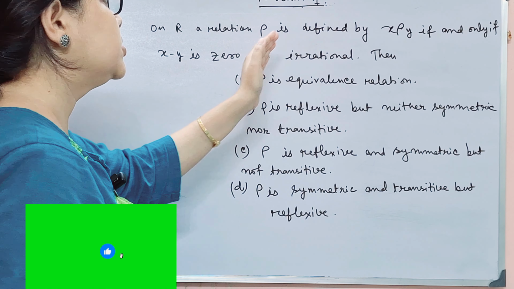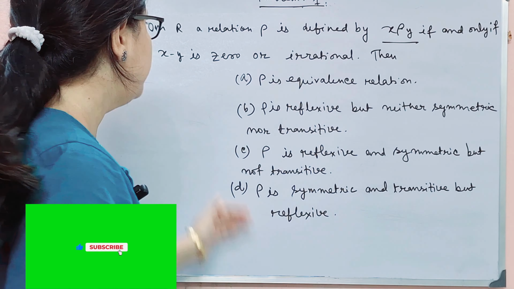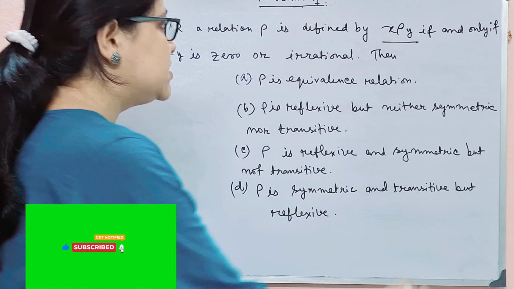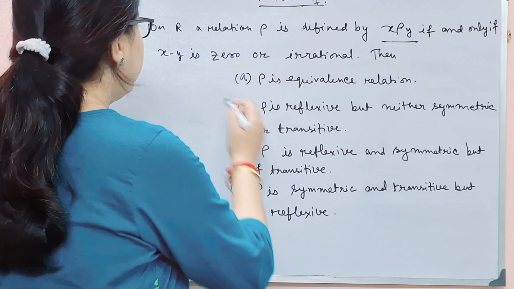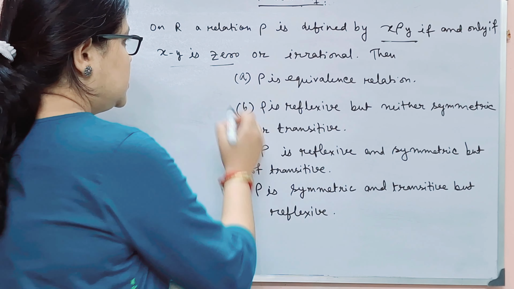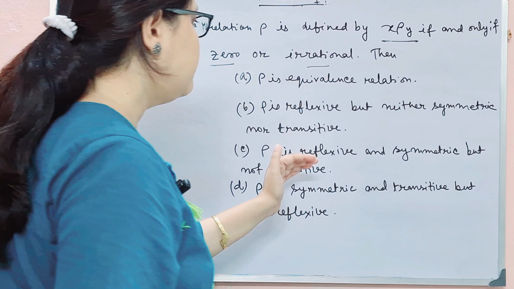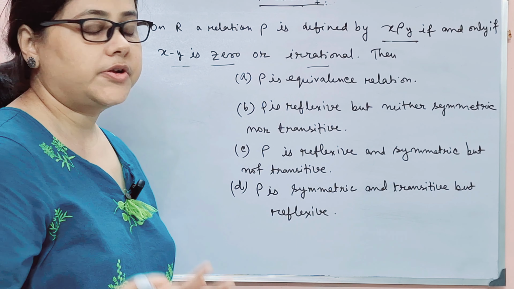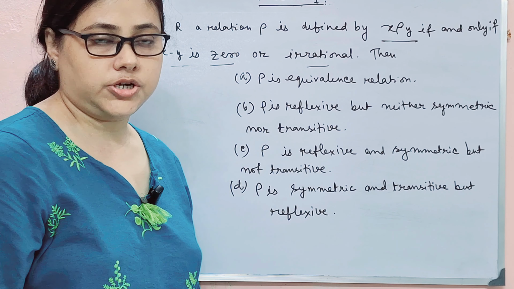On R, a relation rho is defined by x rho y if and only if x minus y is 0 or irrational. This is the definition. x rho y holds if and only if x minus y is 0 or irrational. You will have to check whether rho is reflexive, symmetric or transitive. When rho is reflexive, symmetric and transitive, then rho will be said to be an equivalence relation.